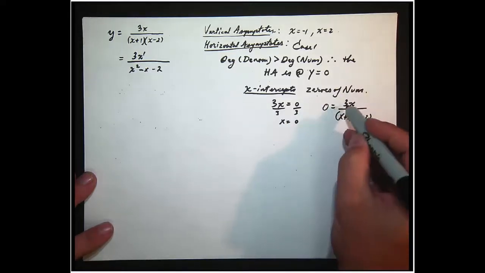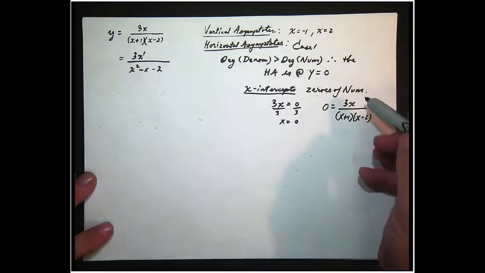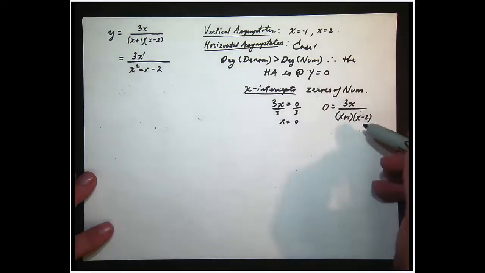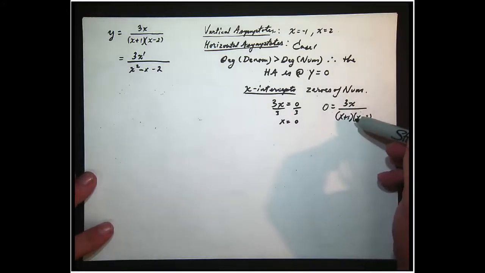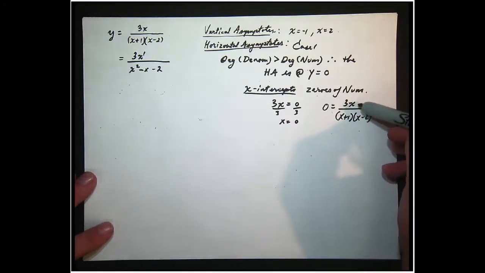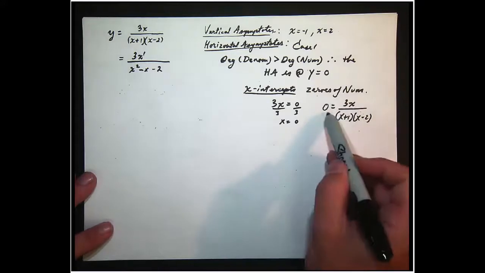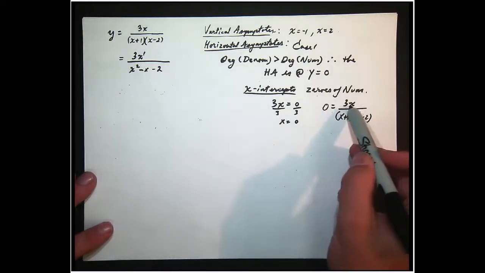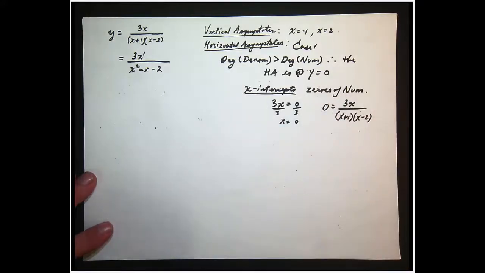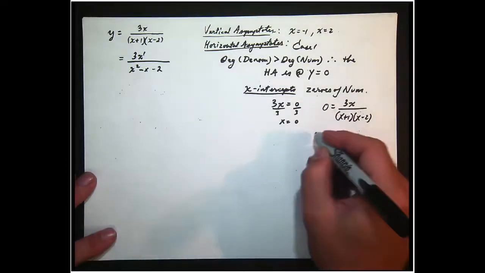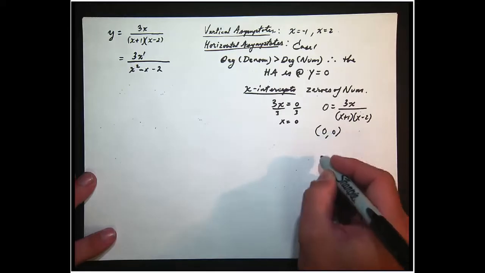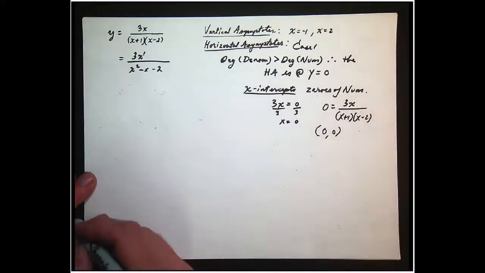A fraction equals 0 if its numerator equals 0 and its denominator does not equal 0. If you have 0 divided by any number other than 0, you have 0. If you have 0 divided by 0, you have undefined. So if we want to find where y equals 0, all we have to do is find the zeros of the numerator. The only 0 of the numerator is 0, so the x-intercept is the origin. When x equals 0, y will equal 0.